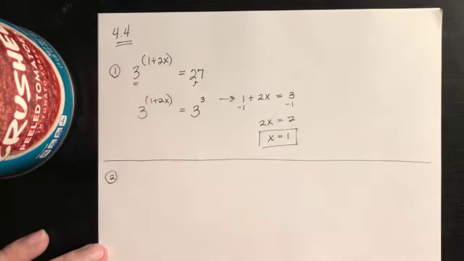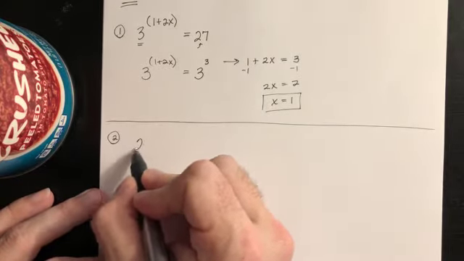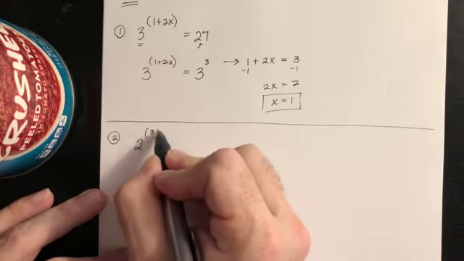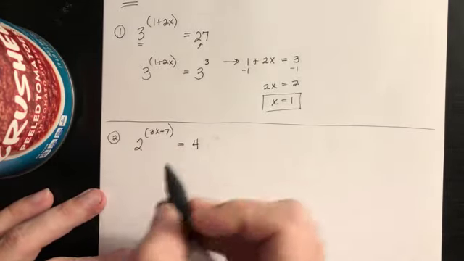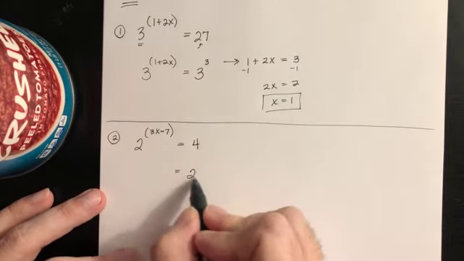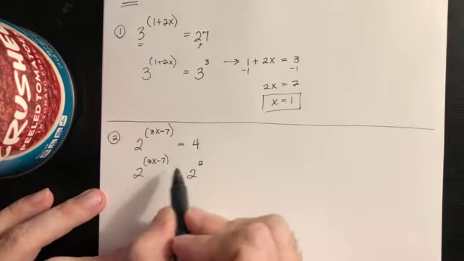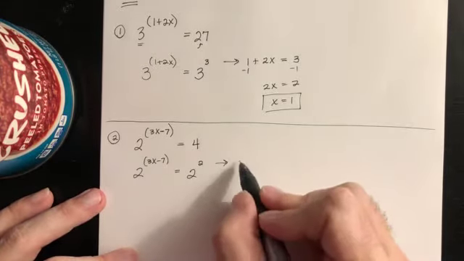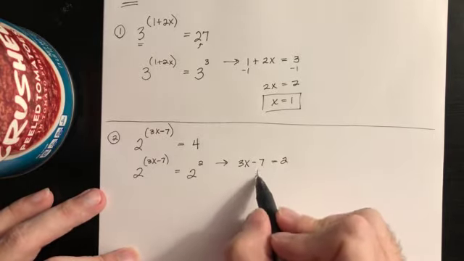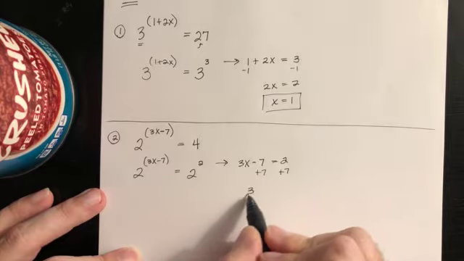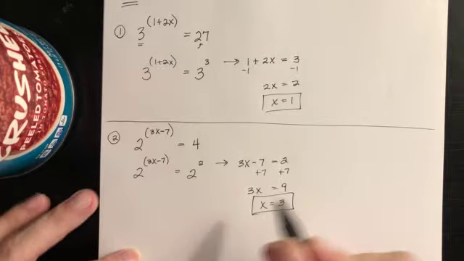Now for something like 27, we can go, that's 3 to the third, probably a little easier than most. For number 2, we also have a nice one. So this one, you have 2 raised to the 3x minus 7, and that's equal to 4. Well, 4 can be rewritten as 2 squared, right? And so the same thing happens. We don't need those bases anymore now that they're the same, and that gives us 3x minus 7 equal to 2. And then we solve the nice linear equation that's left over, and we get x is equal to 3. Nice.